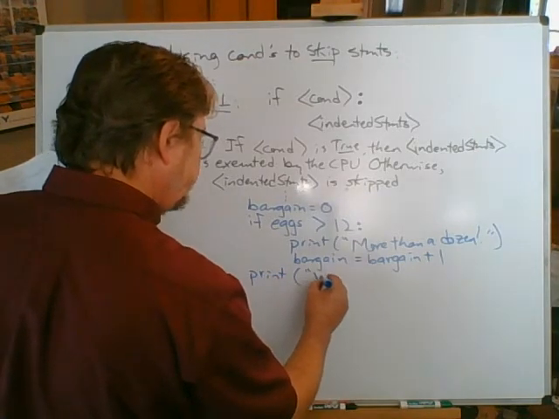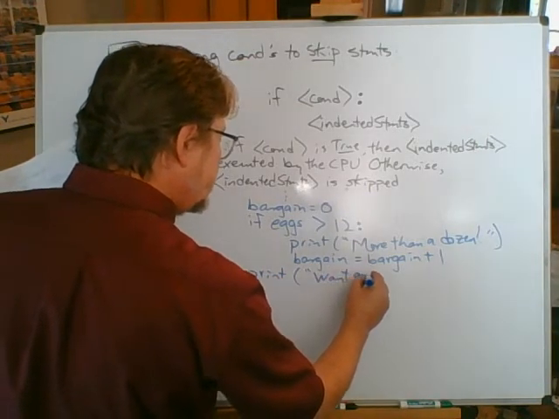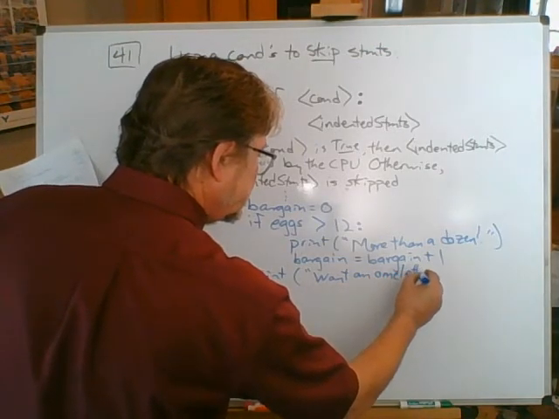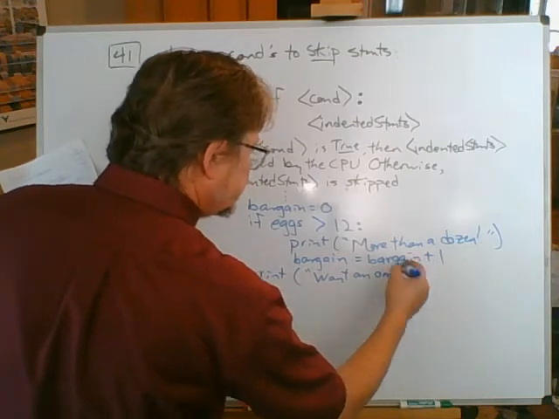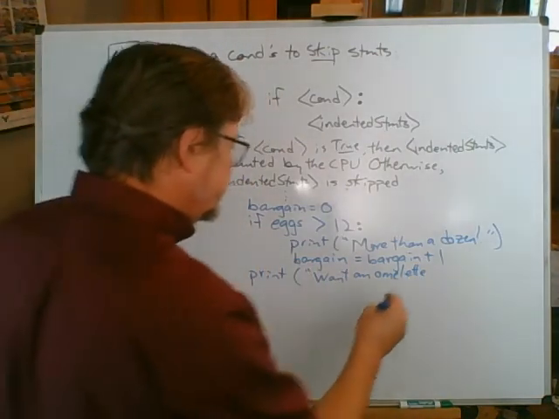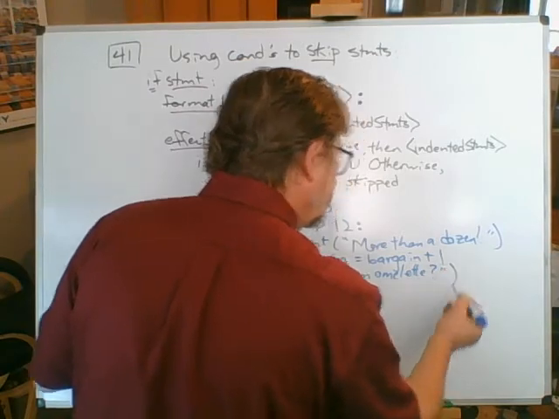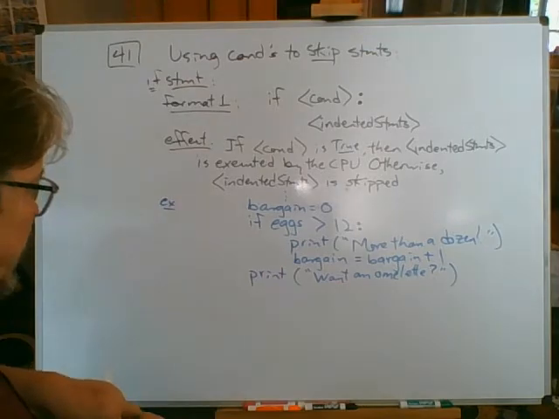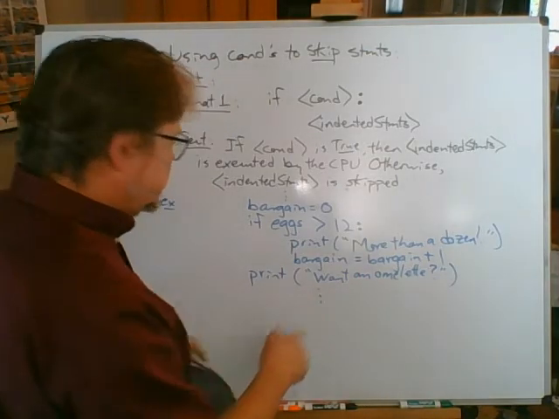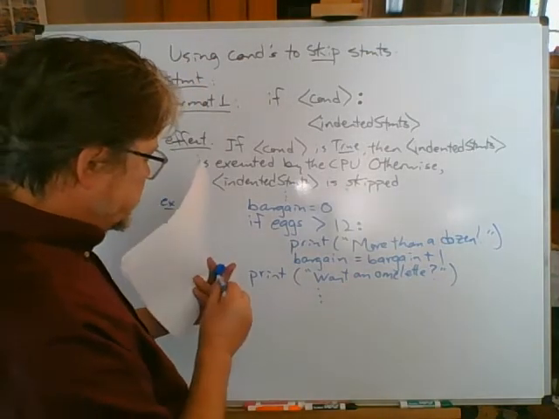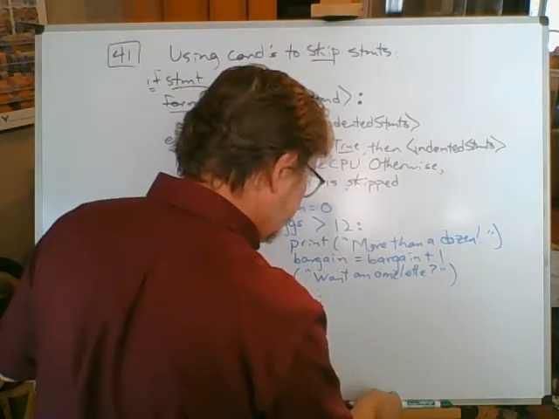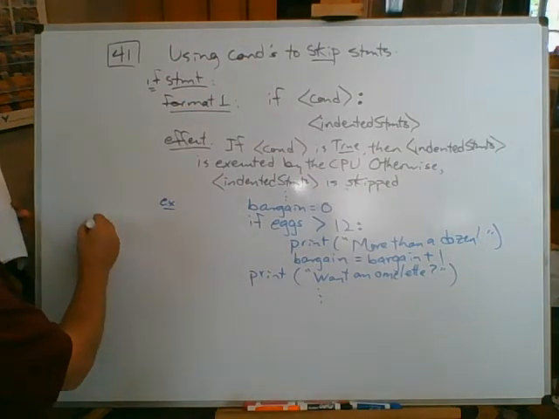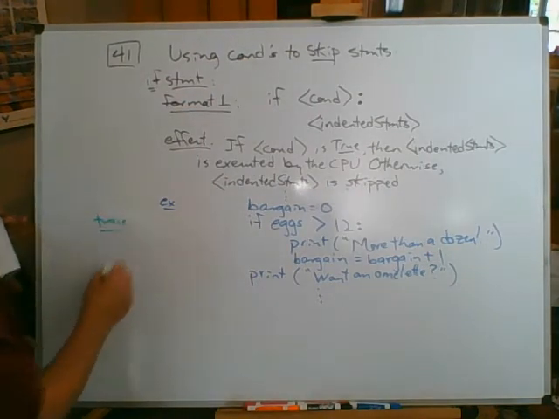parentheses, double quote, want an omelet, O-M-E-L-E-T-T-E. That's the new spelling of it, if that's incorrect, I don't know. Want an omelet, question mark, double quote, close parentheses. Okay, and dots after that. That's probably not the end of the program either. That's just a piece of a program that we want to examine and predict what the output is with this trace over here. Hope you can see this.